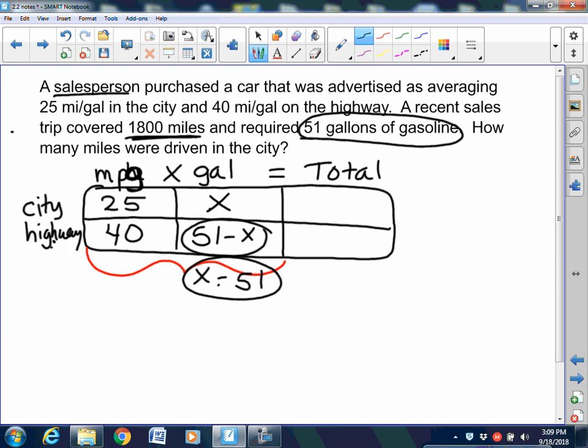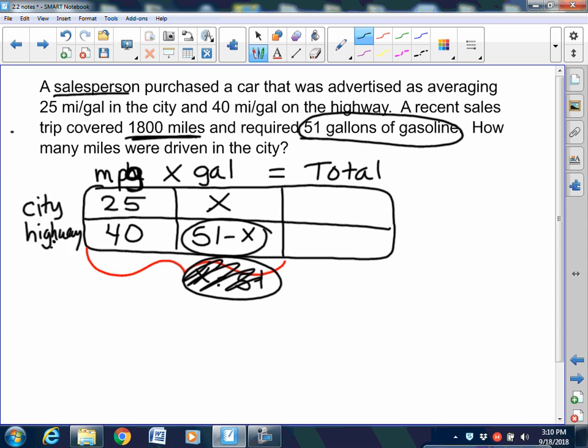Let's think about it. If X was 1 gallon, is everybody thinking of 1 gallon right now? If there's 1 gallon here, what happens if you put 1 minus 51 here? What's 1 take away 51? A negative 50 gallons. Does that even make sense? A negative 50 gallons of something? Do you see why it has to be written that way?